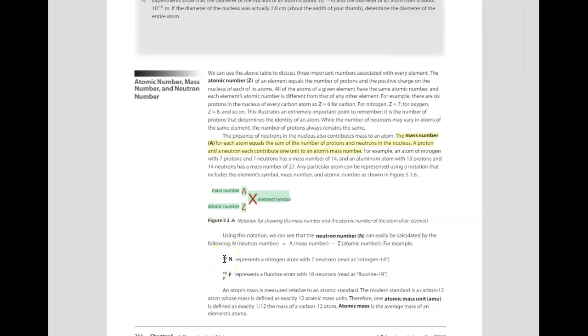If this nitrogen atom weighs 14 and it has 7 protons, then we would know it has 7 neutrons also, because 14, the sum of the protons and neutrons, minus 7, the number of protons, gives us 7 neutrons. Here's a fluorine atom with an atomic number of 9. It has a mass number of 19 and has 10 neutrons, because 19 minus 9 is 10.